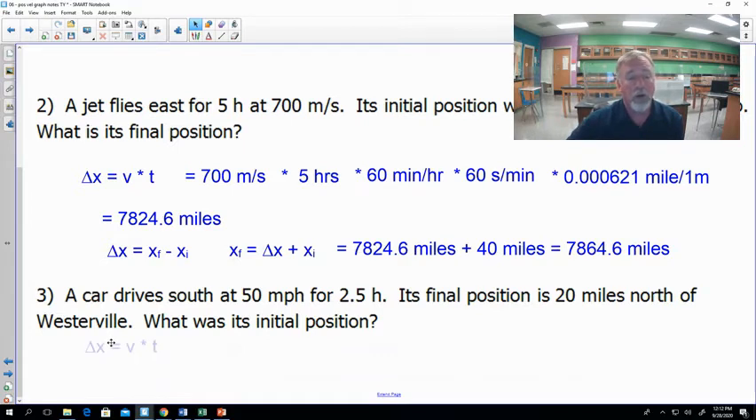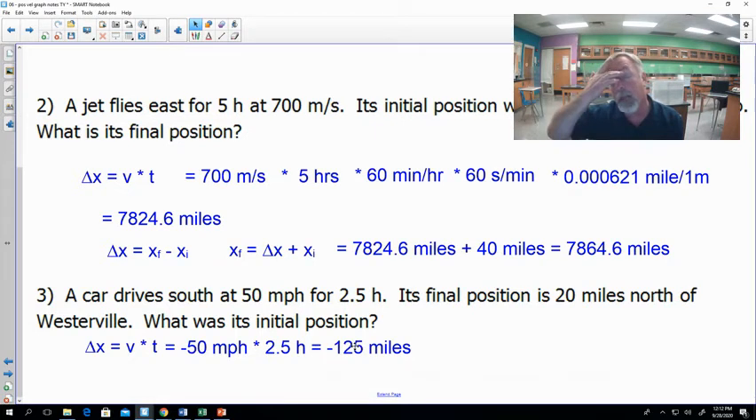We're going to start with our equation here. Delta x equals velocity times time. Let's plug it in. Negative 50 miles an hour. Well, why is it negative? What direction is our car traveling? South. Normally, we think of south as being a negative direction, north being a positive direction. So we have a negative 50 miles an hour for our velocity. We traveled for 2.5 hours. Our displacement is negative 125 miles. Right, so we moved down. Our displacement is in a negative direction.